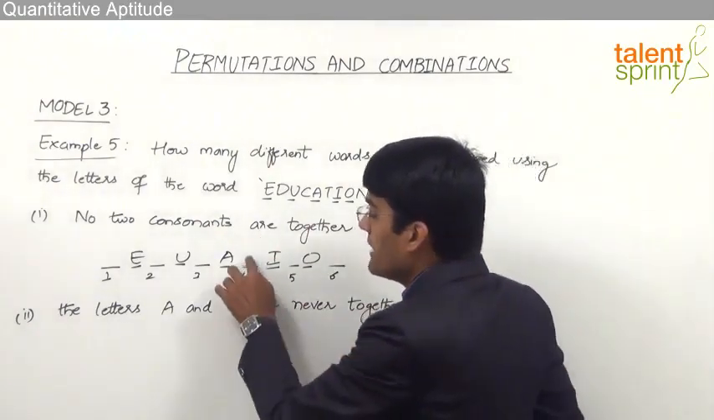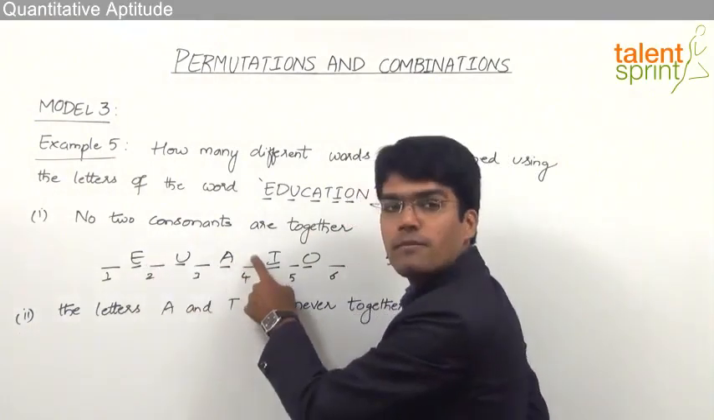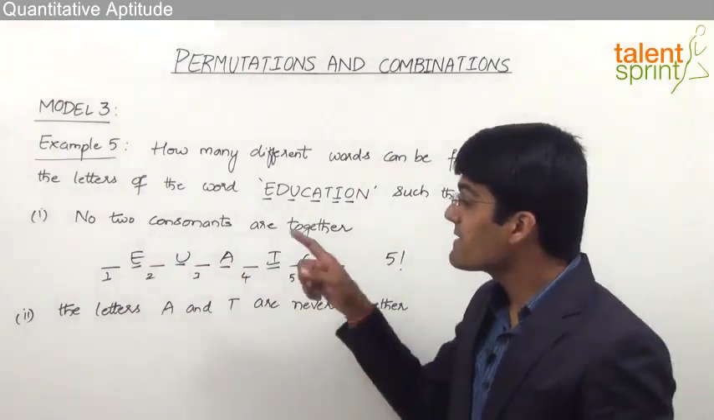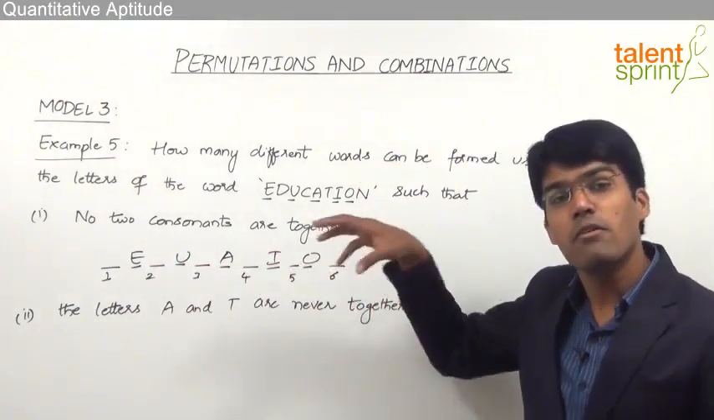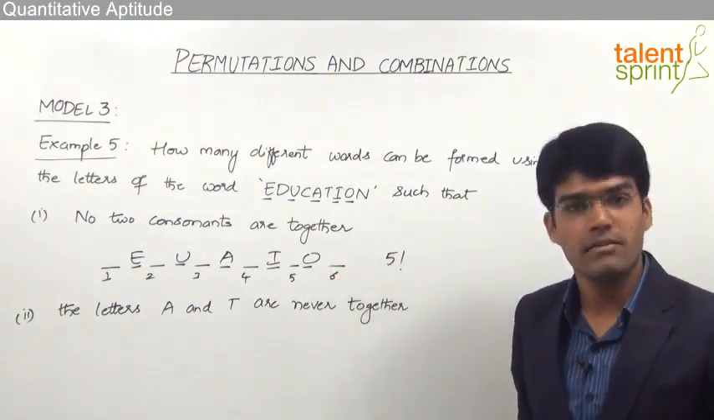And also there is a vowel between the consonant at second position and the consonant at fourth position. Why? Because U and A will come together there. So the simple idea here is we first need to arrange the vowels and then find out all those possible positions where the consonants can be placed such that they are never together.